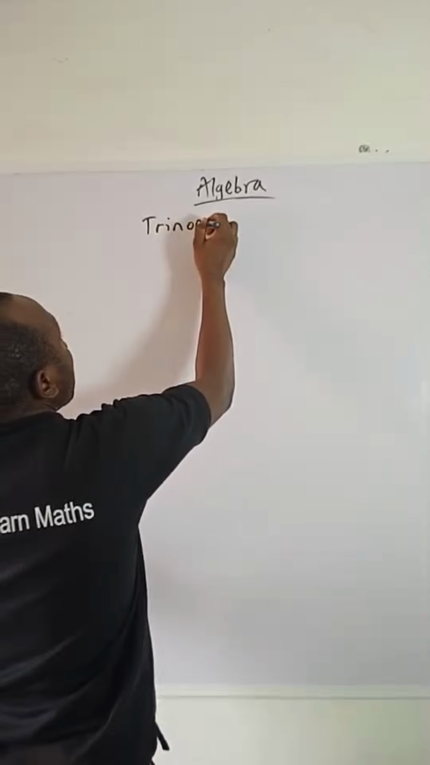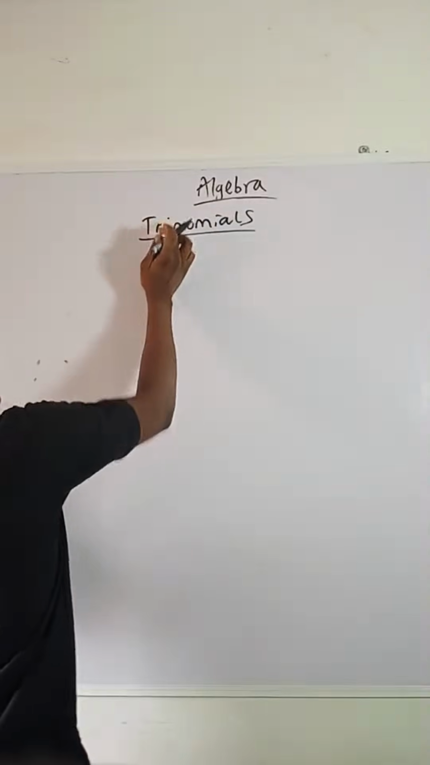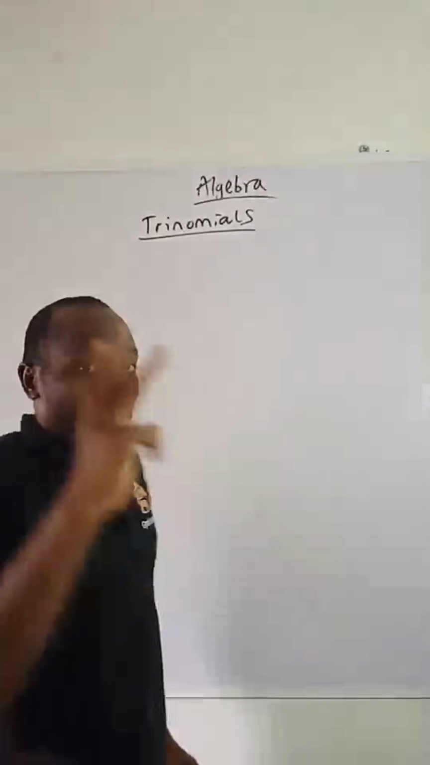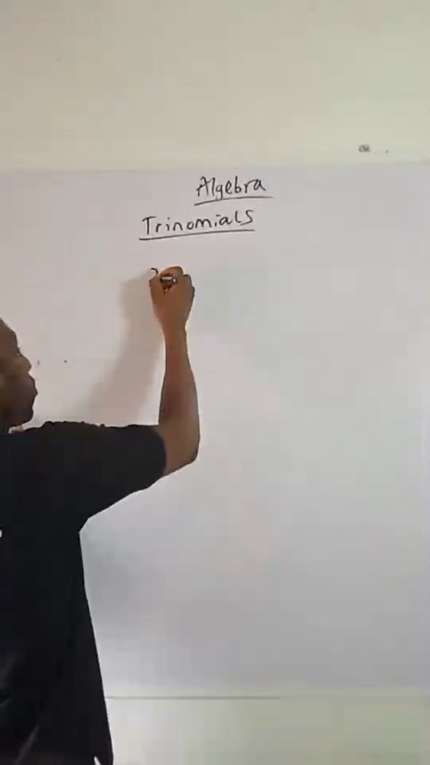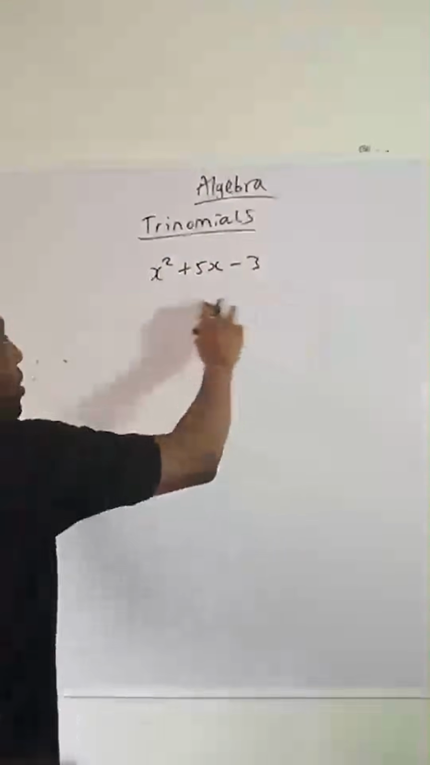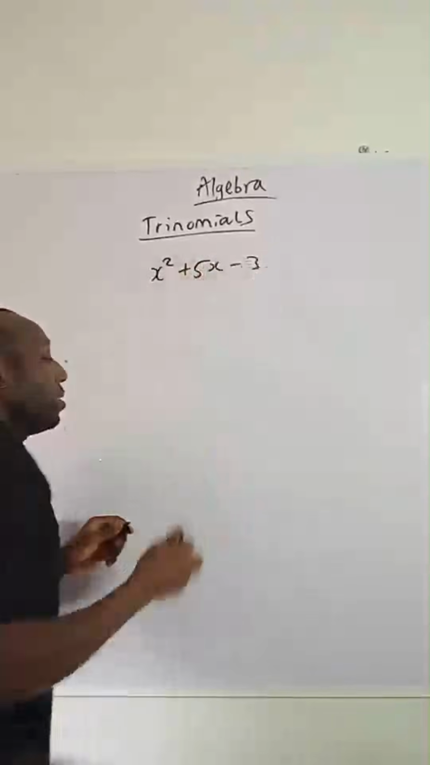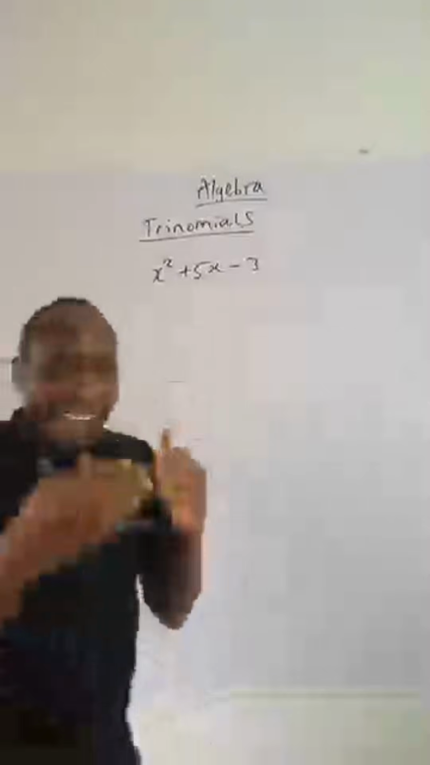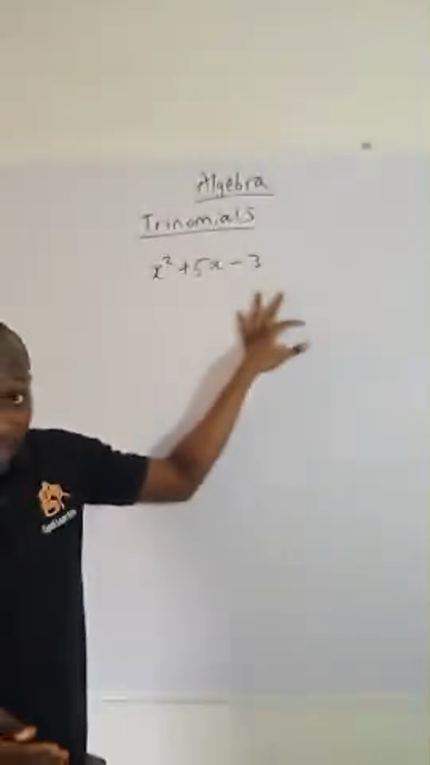Trinomials. Do you know what trinomials are? Trinomials are expressions with three terms. For example, x squared plus 5x minus 3. This is a trinomial because you have three terms, 1, 2, and 3. You're required to factorize expressions that are trinomials like this.